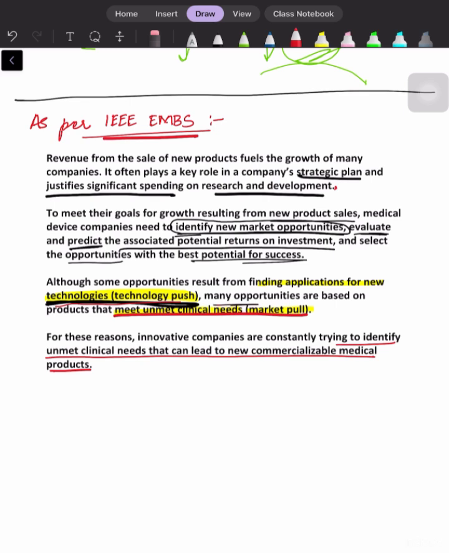But many opportunities are based on what? Unmet clinical needs, and that is the market pull. For these reasons, innovative companies are constantly trying to identify unmet clinical needs that can lead to a new commercializable medical product.